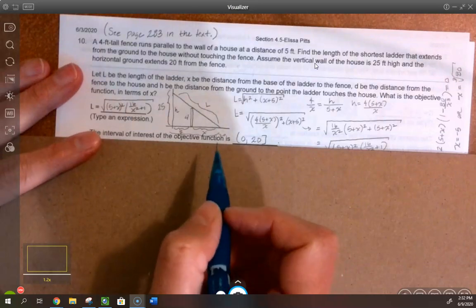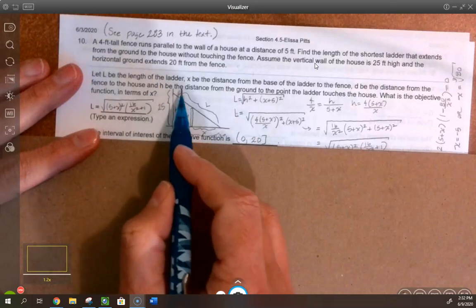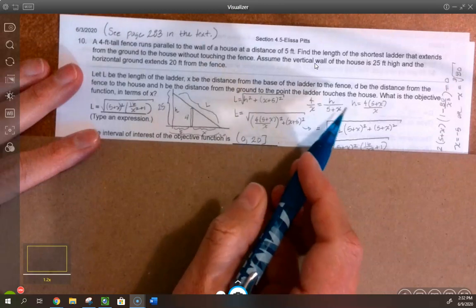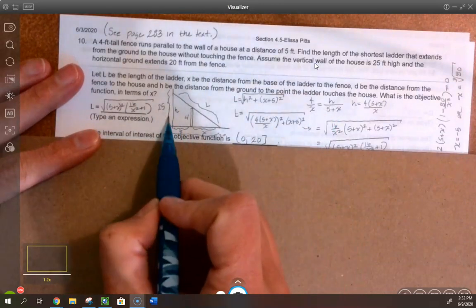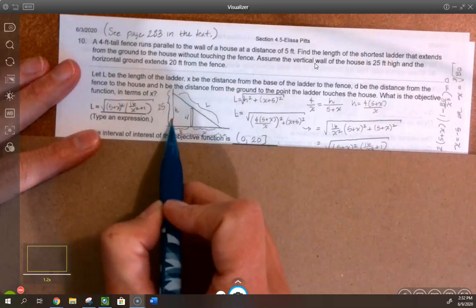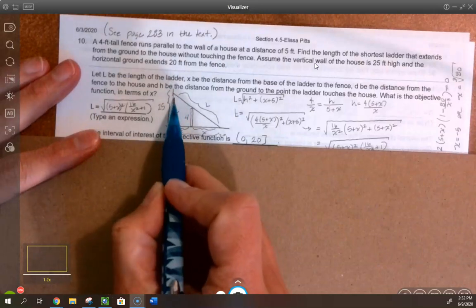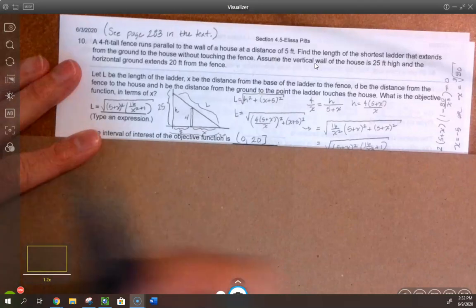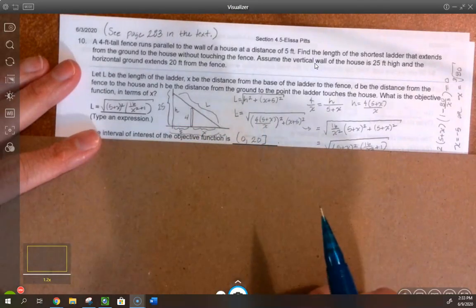That's another thing that I thought was confusing about this. And h is the distance from the ground to the point the ladder touches the house. The house is 25 feet high, but this distance is not necessarily 25. So h is the height where the ladder is touching the house. Okay, so we want to minimize the length of this ladder.